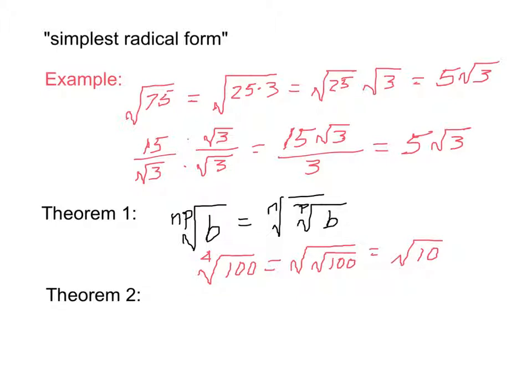Now, Theorem 2 simply states that if we've got the nth root of b to the m, this is equal to, inside parentheses, the nth root of b, and that whole thing raised to the m.